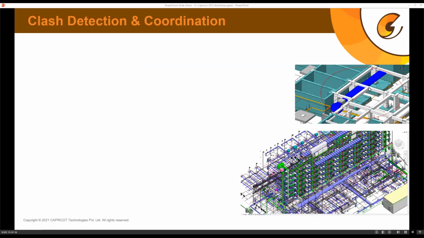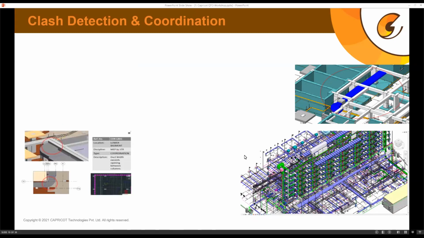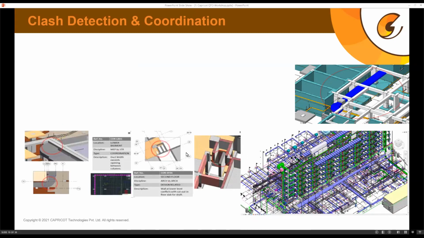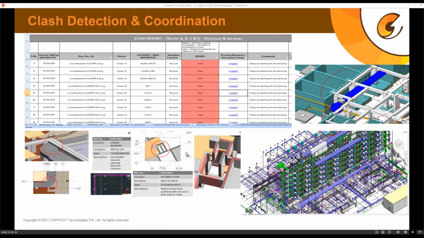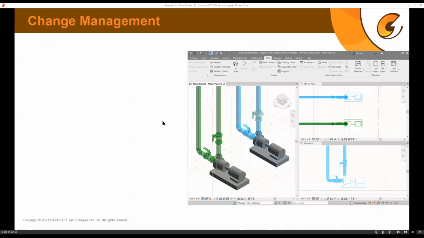These HVAC ducts were clashing with structural beams and also clashing with some architectural elements. We found individual instances of those clashes, and based on those, we created a clash report in this case. So in this way, you can also coordinate together with different discipline models and create a clash report. And once clashes are identified, then a respective person will be assigned with that clash, and they can change it in real time. So in Revit, change management is very easy.